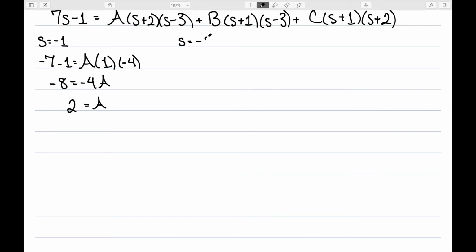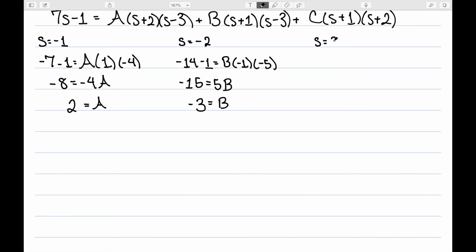Next, I'm going to let s be equal to negative 2. The left-hand side would have 7 times negative 2, or negative 14, minus 1. If s is negative 2, this term here is 0, so there will not be an A term. For B, negative 2 plus 1 is negative 1. Negative 2 minus 3 is negative 5. And then the C, this term here will go to 0, so this whole thing goes to 0. We then have negative 15 equal to 5B, or B is equal to negative 3.